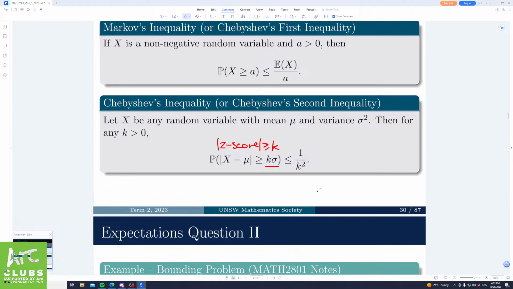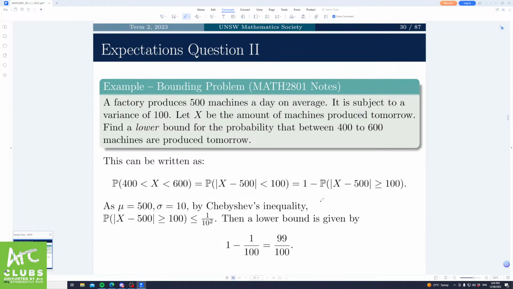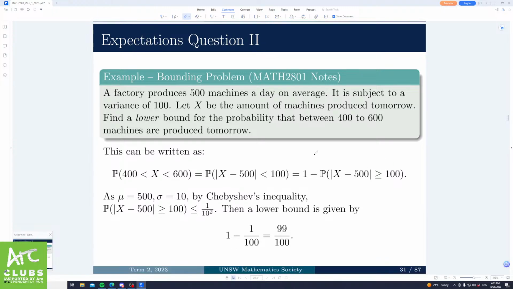And these inequalities don't really have much application. I found one application from the 2801 notes, so not even an exam paper. The question goes: a factory produces 500 machines a day on average. It is subject to a variance of 100. Let x be the amount of machines produced tomorrow. Find a lower bound for the probability that between 400 to 600 machines are produced tomorrow. So it's really this hint of finding a lower bound that suggests we should use an inequality.